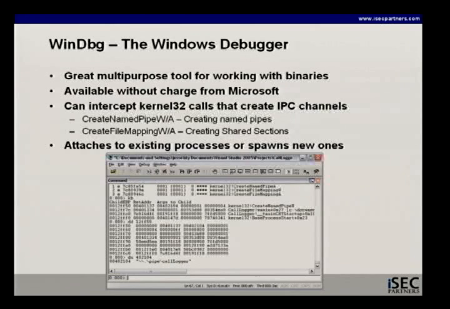So, more complicated, powerful tool. WinDebug, standard Windows debugger, totally multi-purpose, and this is just one more thing it's good for. You can get it for free, which is nice. All these tools are available without charge. And it can intercept your kernel32 calls that create all these IPC mechanisms. And that's really what we want. For named pipes, there's the CreateNamedPipe function. For shared sections, there's CreateFileMapping. And I've got a little picture there of it seeing something. I'll show you a demo in a bit.